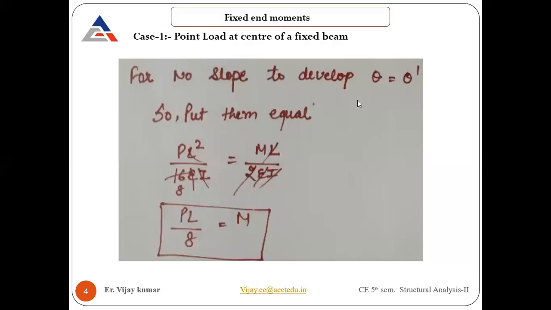So I'm giving a homework for this problem. Same fixed beam with a UDL over the beam. Procedure remains same. One thing I want to put here, that is a very simple procedure to calculate the slope and fixed end moment.